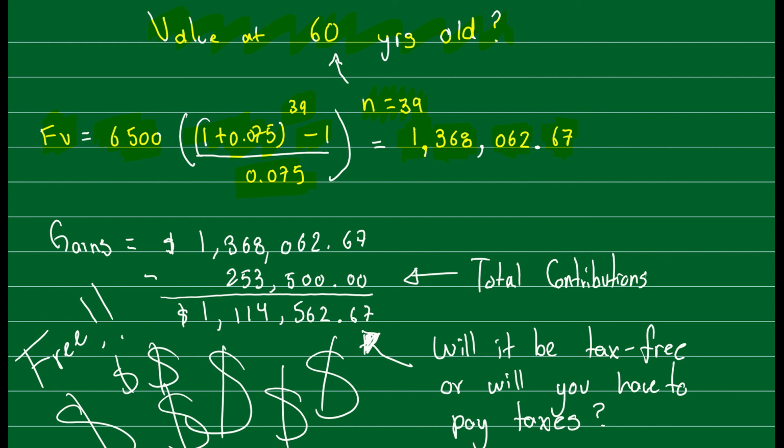So the gains, what are my gains? My gains are 1 million, blah, blah, blah, minus how much did I contribute? Well, if I contributed $6,500 every year, then this is how much money I will have put in. So this is my total contribution. So how much did your money work for you? Your money worked for you $1,114,562.67. And again, would this $1,000,000 be tax free, or do you have to pay taxes on it?